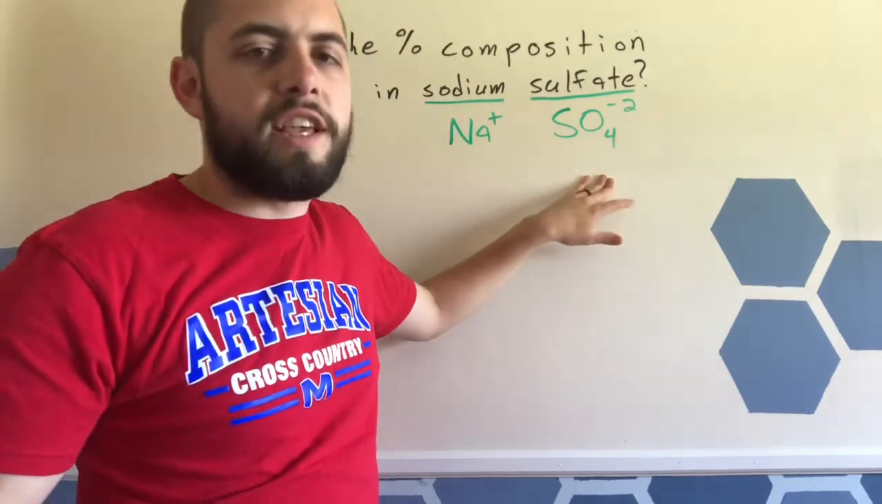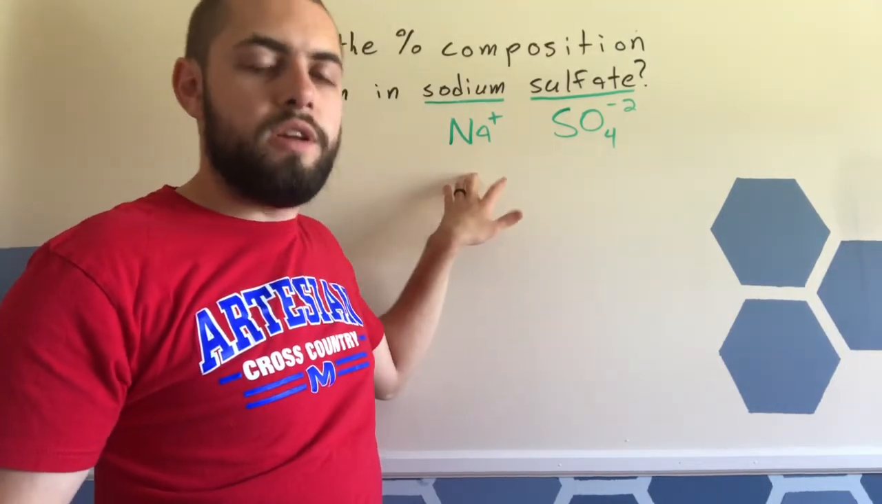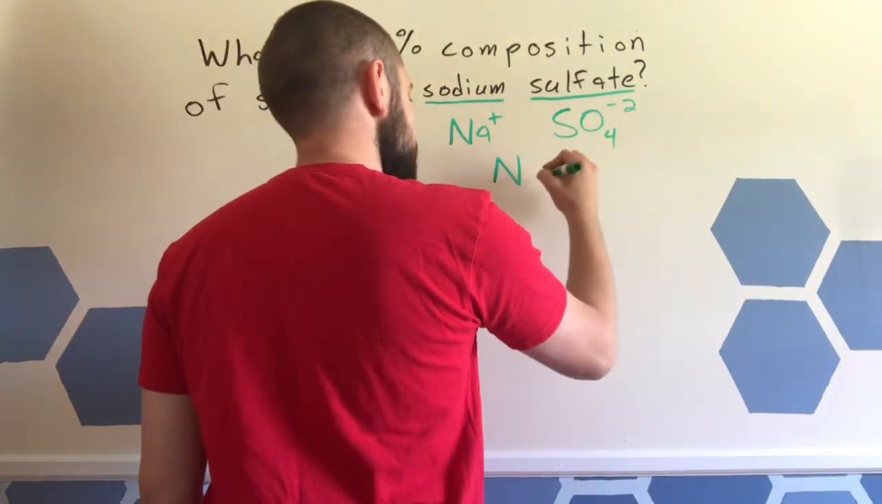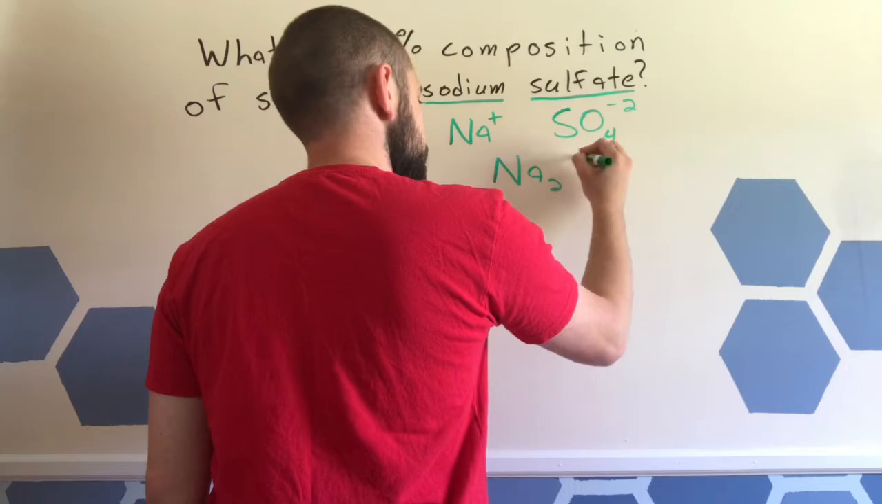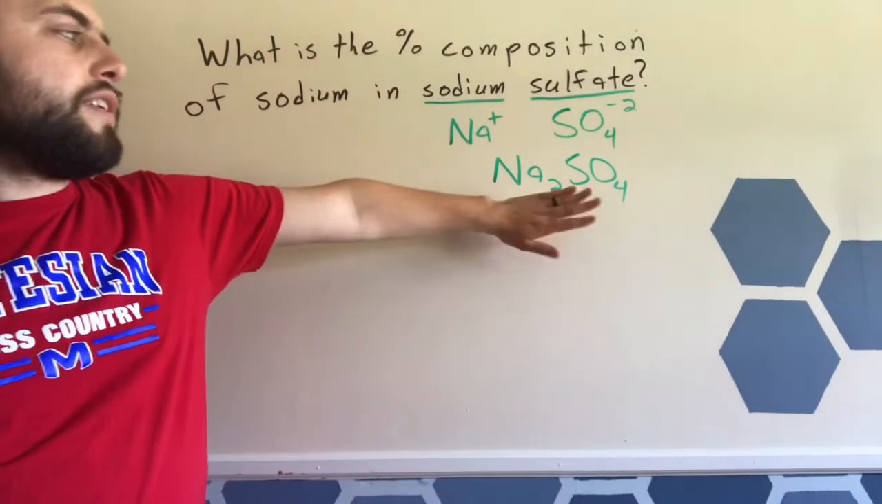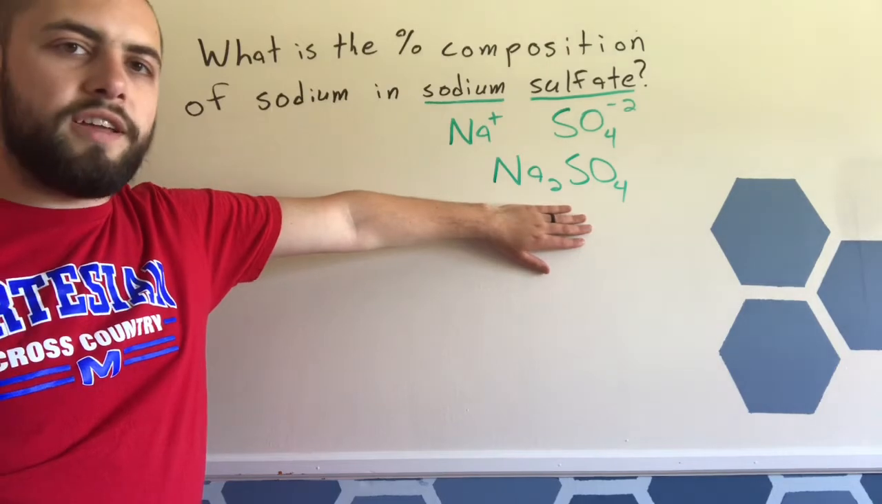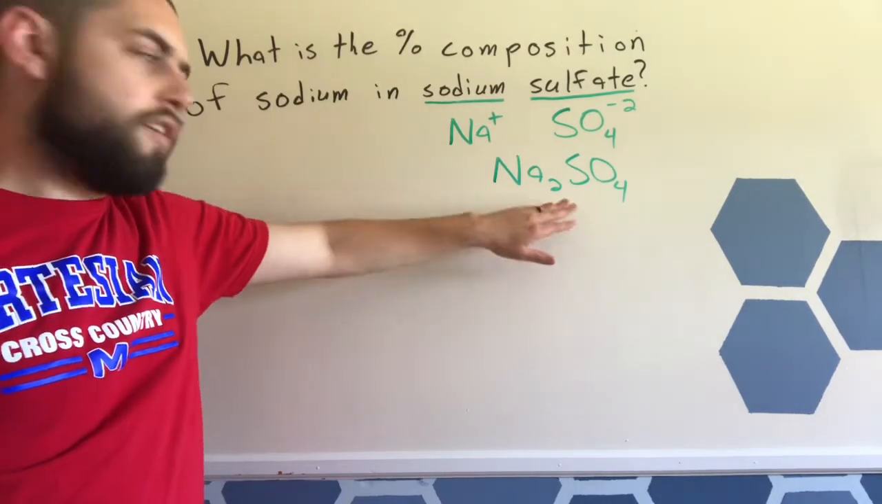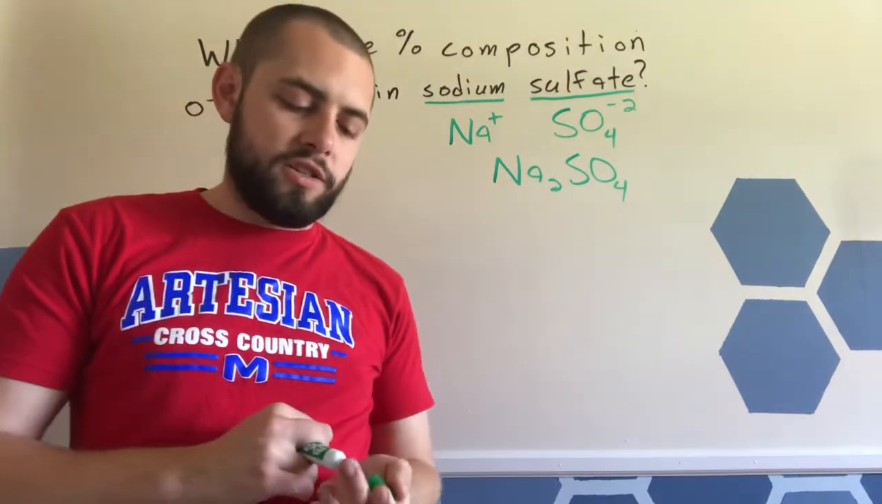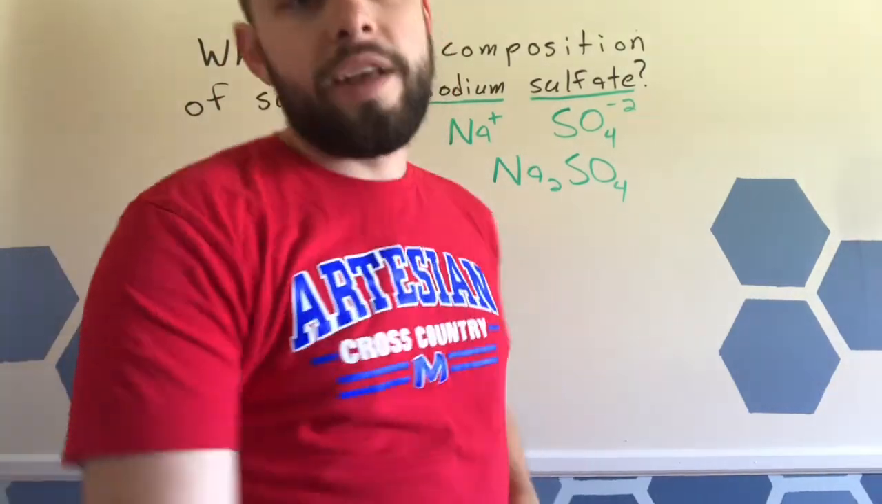To make these charges cancel out, I'm going to need 2 sodium atoms. So I'm going to make this Na2SO4. This is sodium sulfate. This is the balanced formula for sodium sulfate. So I've got a formula now. That's a good start. Remember what I said on the last problem.